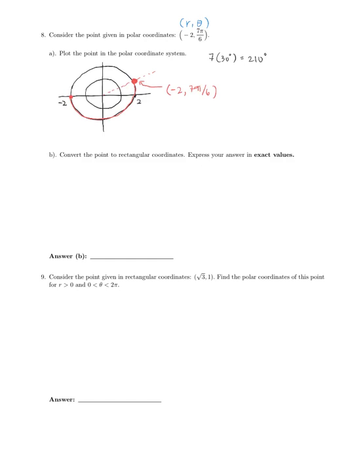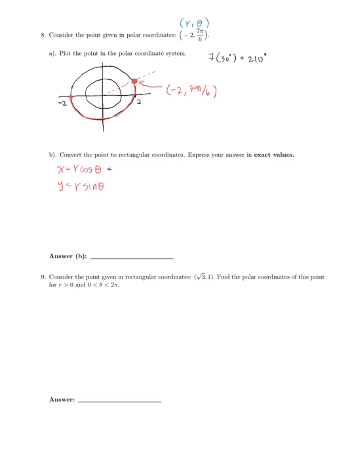Part B. Convert the point to rectangular coordinates, express your answer in exact values. Okay, so the conversion from polar to rectangular would be this. Please memorize this. I'll write it in red. x equals r cosine of theta. Okay, and then y is r sine of theta. Okay, so I'm just going to follow the recipe here.